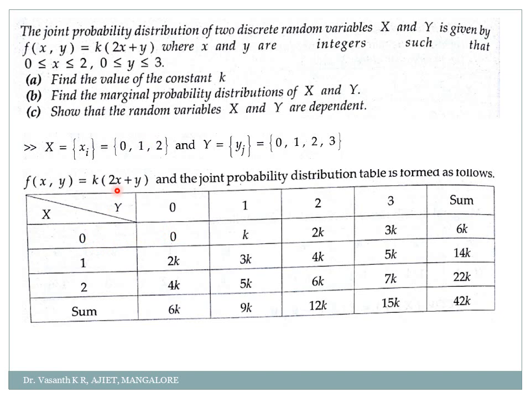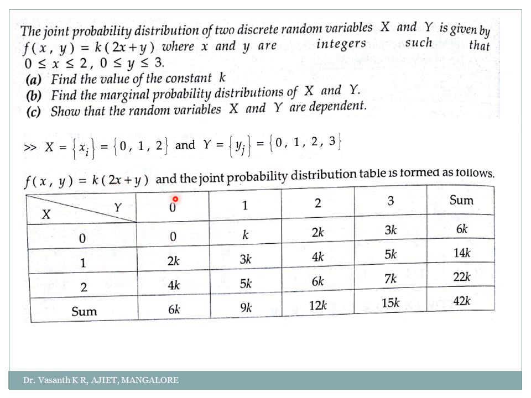Next, x as 0 and y as 1 here, because this is a function, correct? They have defined in some pattern over here. So x is 0, 2 into 0 is 0, y is 1. So I'll get k into 1, that is k. Similarly, when I substitute x as 0 and y as 2 here, so I'll get 2k, then I'll get 3k. Next, x is 1 and y is 0. When x is 1, I'll get 2k.